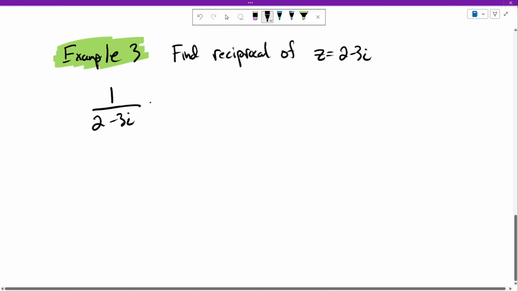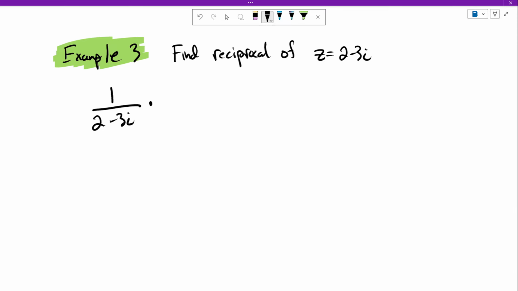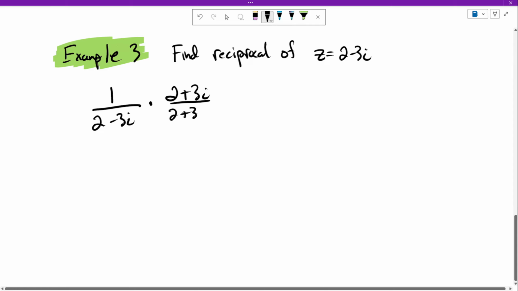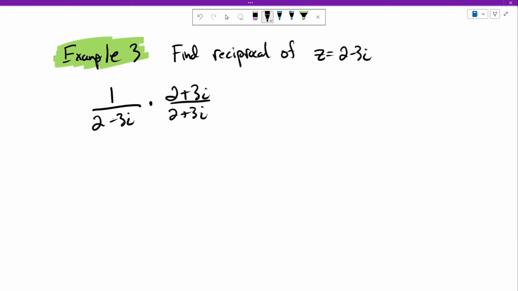Now, from the previous example, we know that whenever we're dividing complex numbers, which is what we're doing here, 1 is a complex number. It's like the complex number 1 plus 0i. And 2 minus 3i is certainly a complex number. We multiply by a careful choice of 1. And this is our careful choice of 1. 2, and then we change the sign of the imaginary term. So 2 plus 3i over 2 plus 3i.